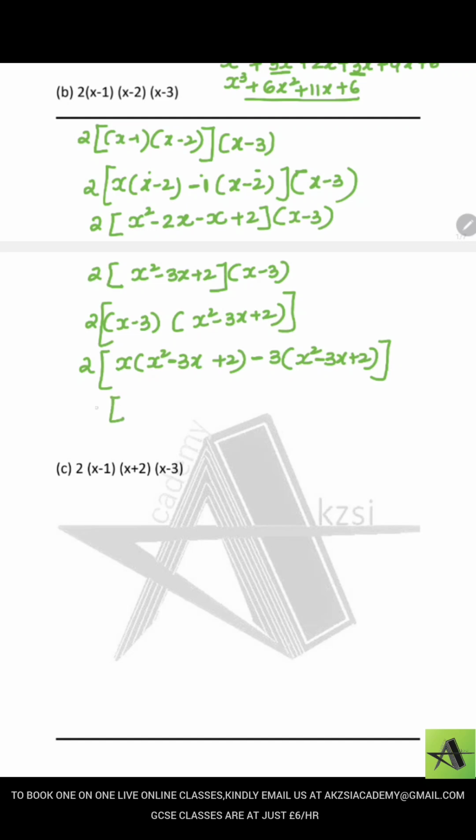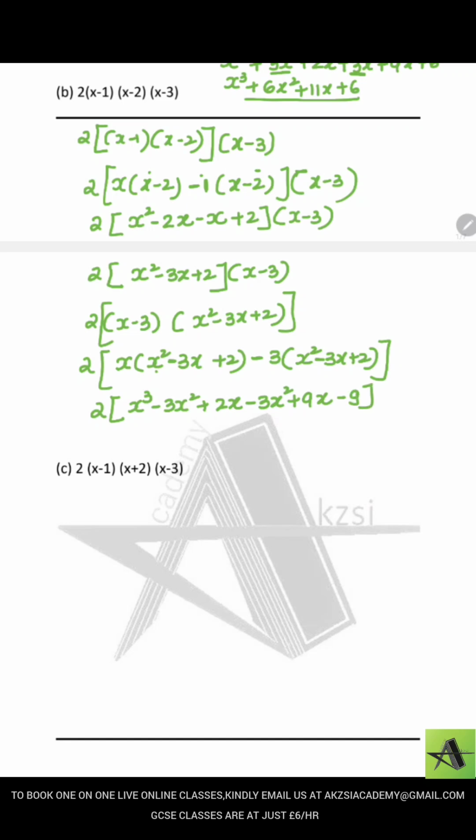So solving what's there inside the bracket, it's x times x squared is x cubed. X times minus 3x is minus 3x squared. X times 2 is plus 2x. Minus 3 times x squared is minus 3x squared. Minus 3 times minus 3x is plus 9x. Minus 3 times 2 is minus 9.